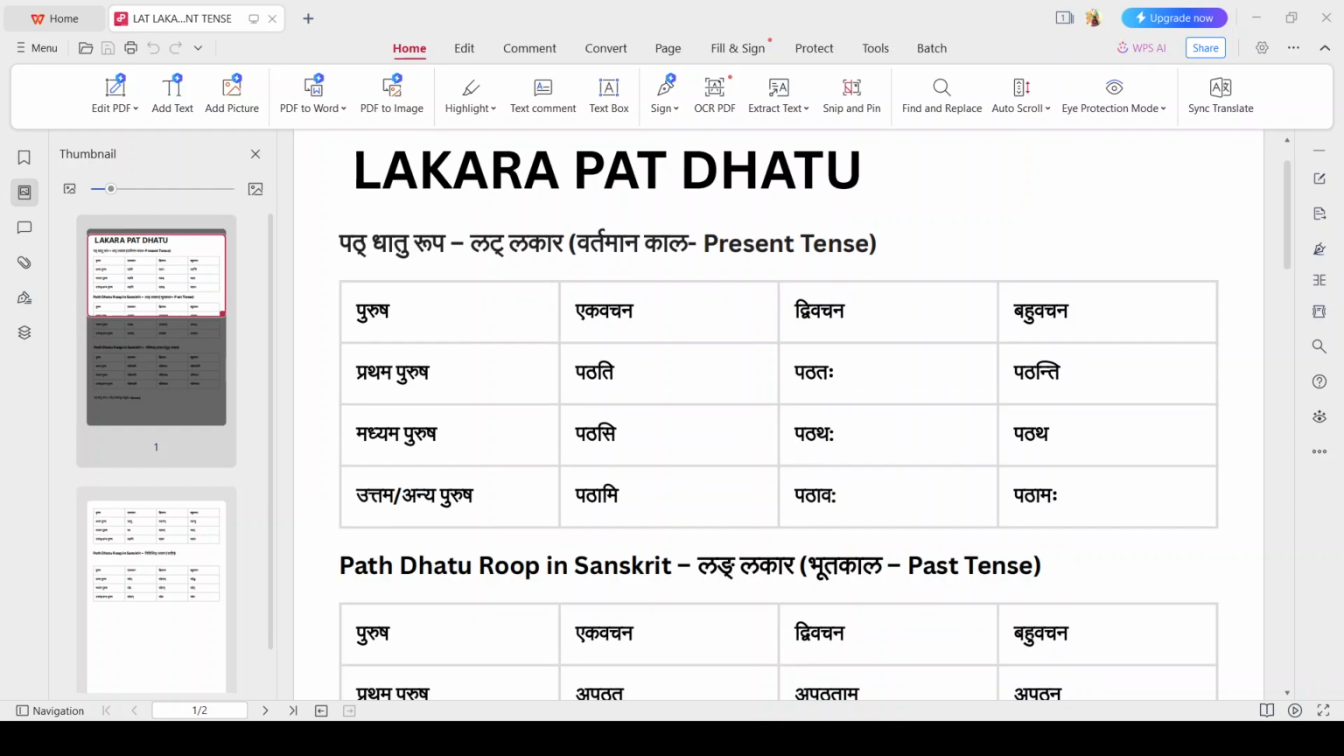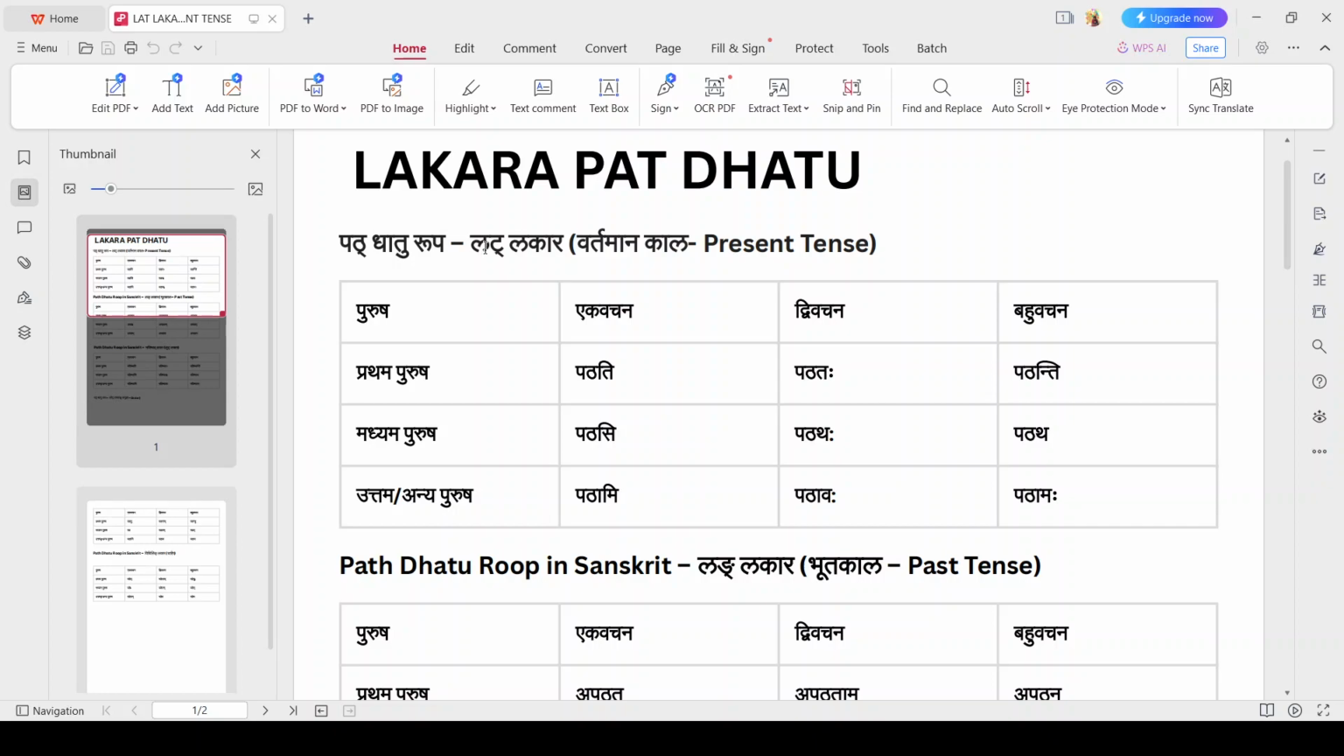As we know, there are purushas: prathama purusha, madhyama purusha, uttama purusha. Then vachanas also: ekavachana, dvivachana, bahuvachana. The importance of Sanskrit is that we have dvivachana also. In English we have only ekavachana and bahuvachana, singular and plural. Here we are explaining pad dhatu, lat lakara. Dhatu means the root verb, and based on that we make the words.